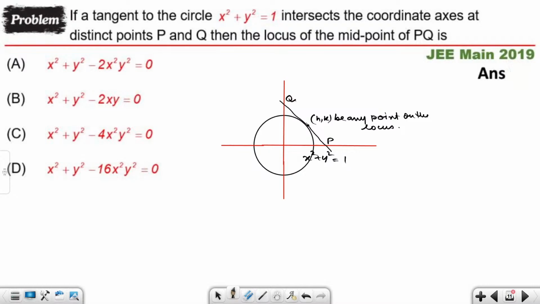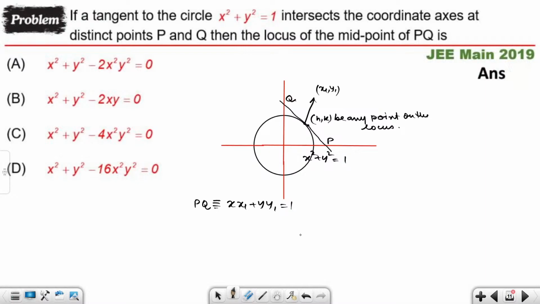And let us say the point of contact where this tangent is touching the circle be x1, y1. Then what is the equation of PQ? What will be the equation of PQ, that is, the equation of the tangent? Tell me. xx1 plus yy1 equals 1.